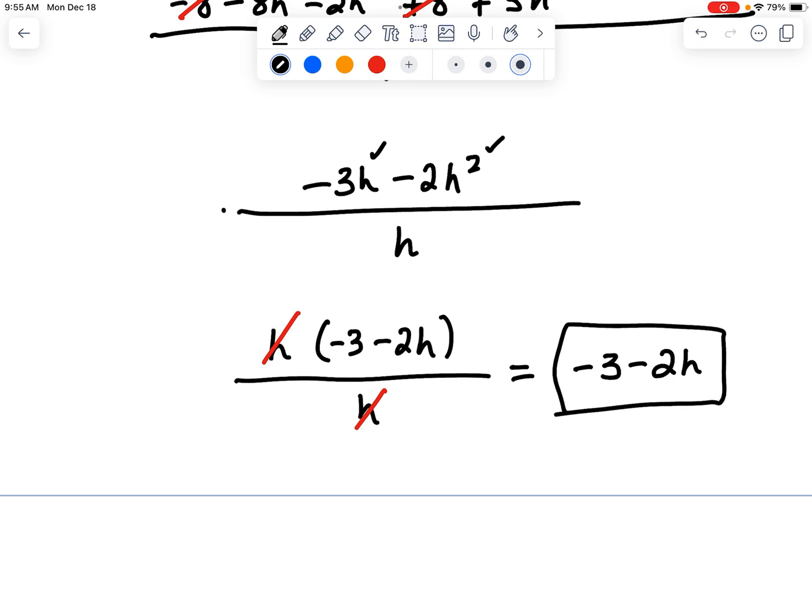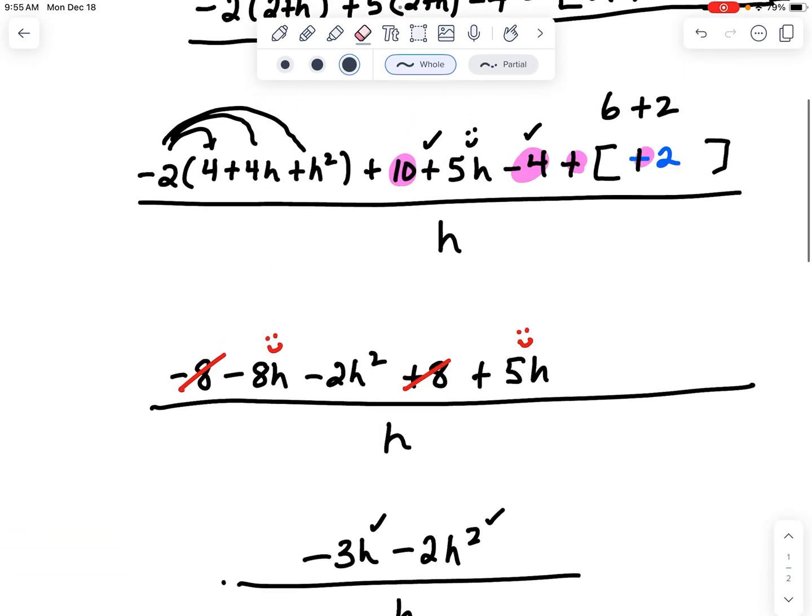So that's the precalculus part. In calculus, the next thing we would do is have the h become a 0, which in that case means the answer is going to be -3. So really the work of it is the precalculus part, as you can see.